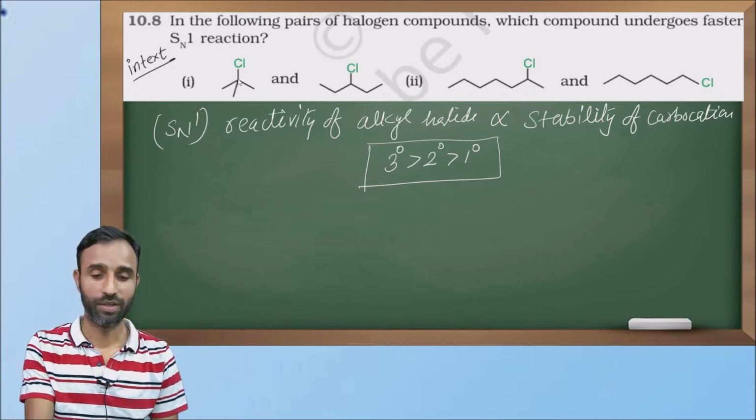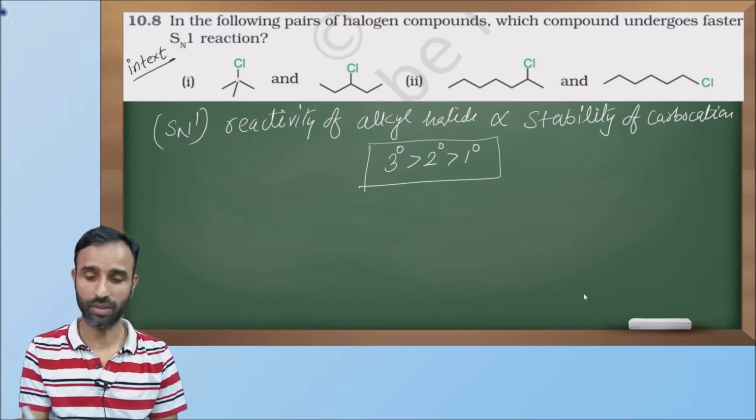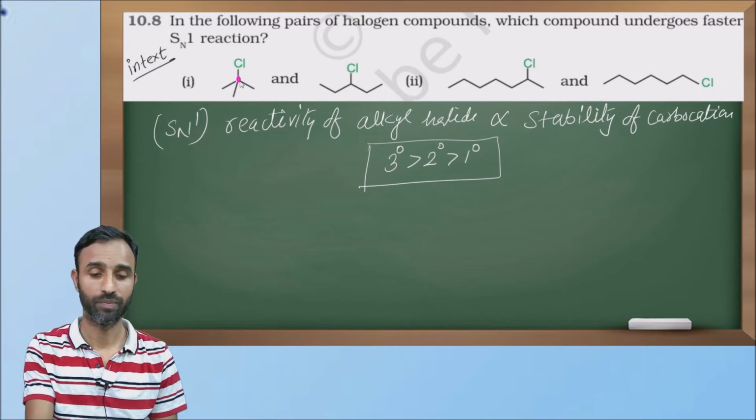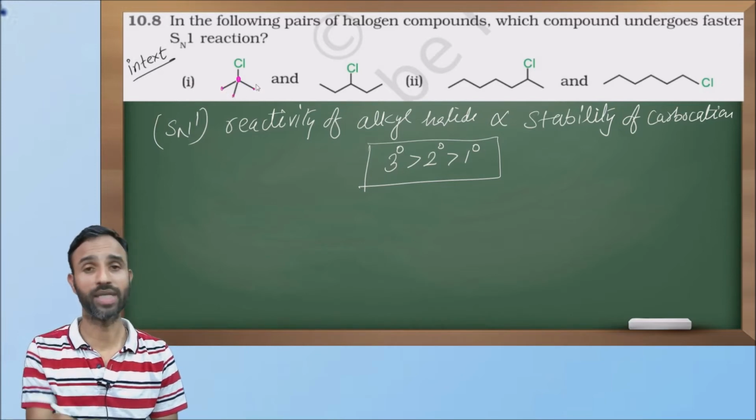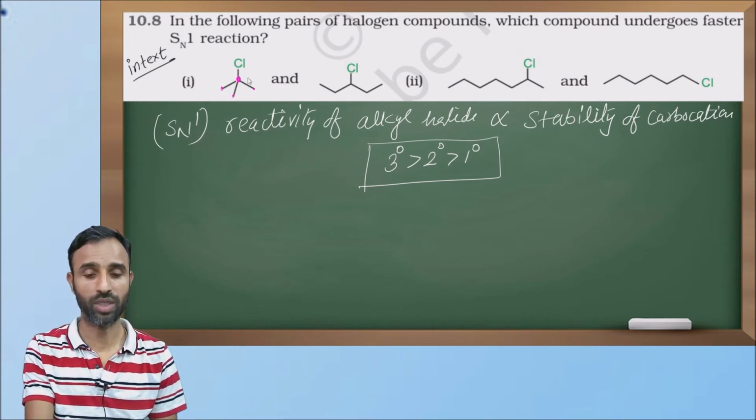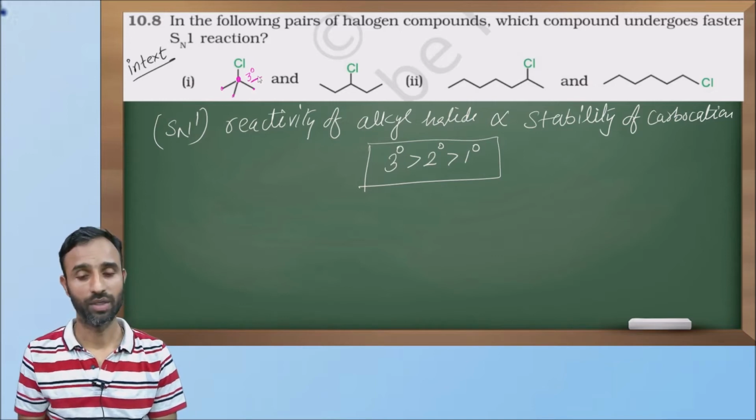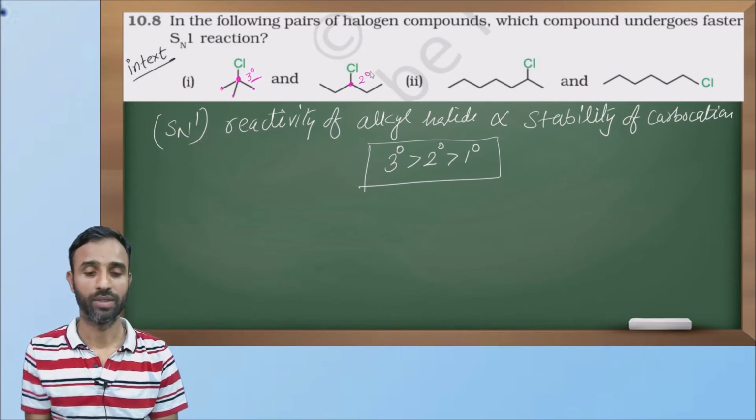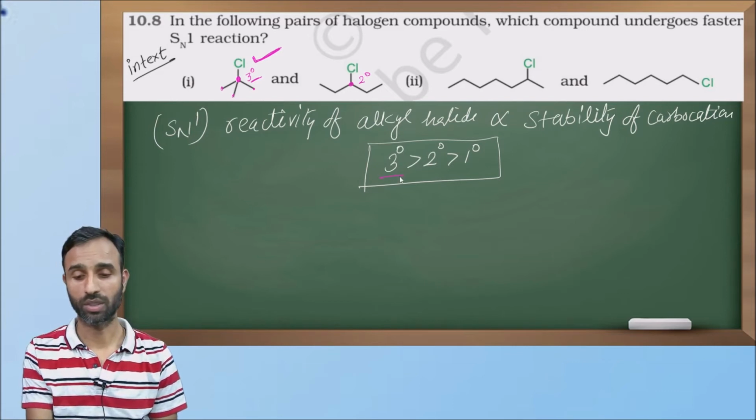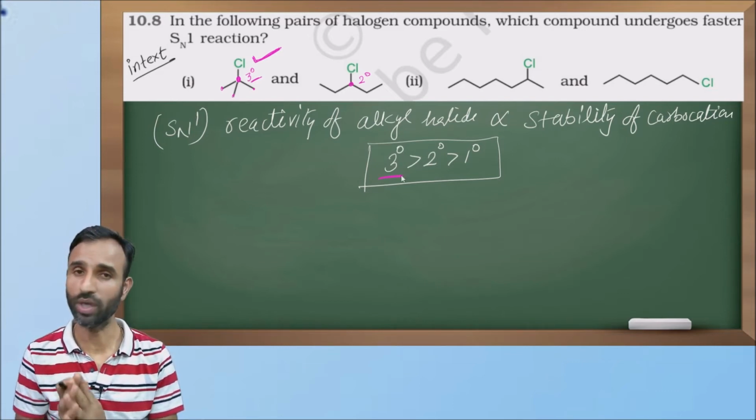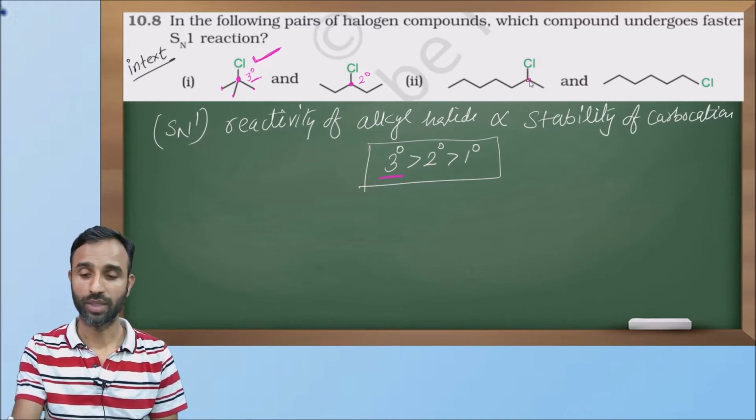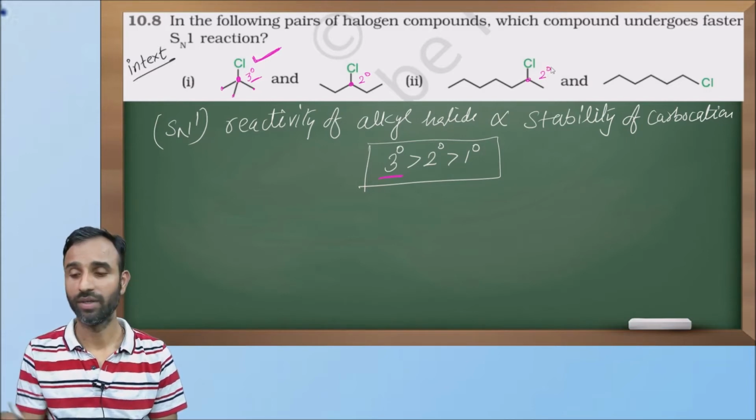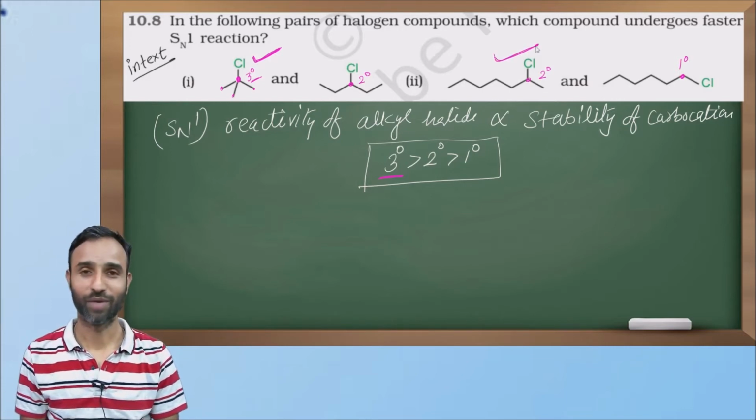Now, tell me, the carbon attached to chlorine is attached to other 3 carbons. So it is tertiary carbon. So it is tertiary alkyl chloride. And this one is attached to 2 carbons, so it is secondary. That means out of these 2, the first one is more reactive because it's a tertiary alkyl halide and its tertiary carbocation is more stable. Now second one, this carbon is secondary, so it is secondary alkyl halide, and this one is primary, so obviously secondary is more reactive. Very simple.